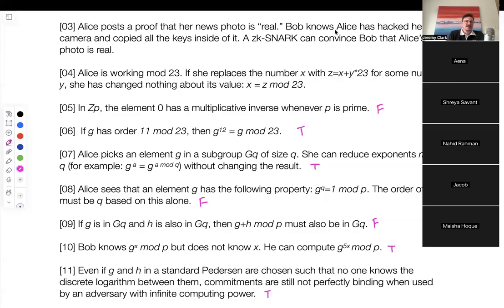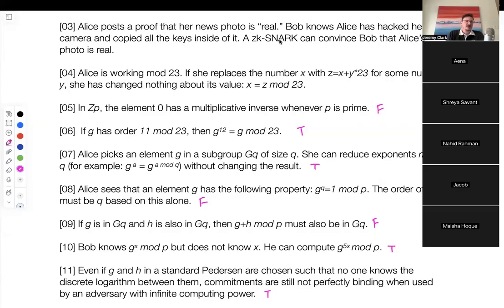In this setup, because Alice has hacked the camera and has all the keys, she can generate signatures on things. And so ZK Snarks can't help you in this case. They're not going to bail you out. ZK Snarks just prove that inputs to computations are right. So there are limits. They're very powerful. You can do a lot with them. But there are limits in terms of what they can prove.